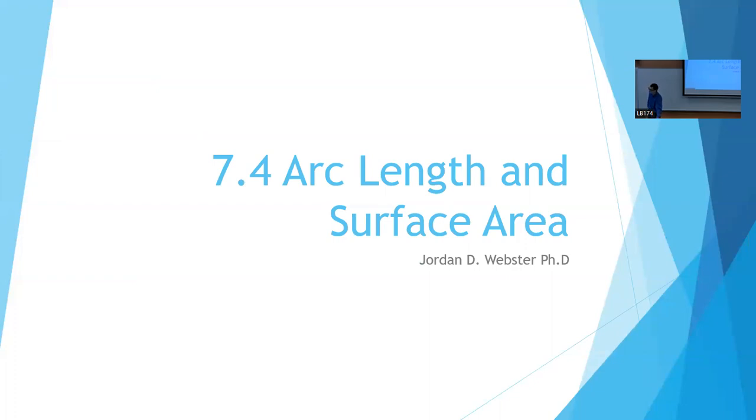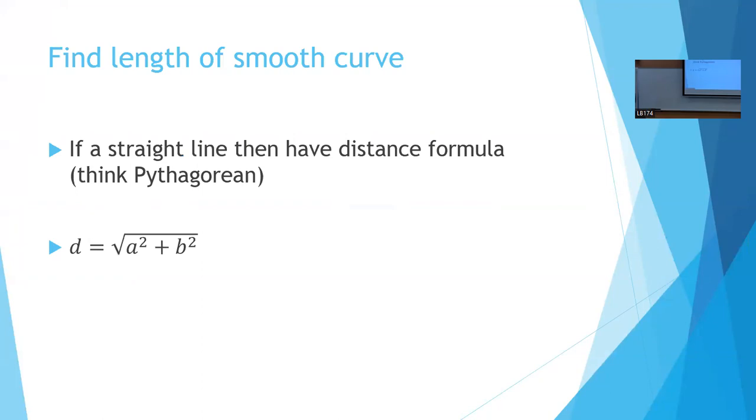So in the last couple of sections, both 7.2 and 7.3, we've been dealing with volume. So we're going to switch that up. In 7.4, we're going to deal with arc length and surface area. Now, basically, the question is, let's start with arc length. How would I find the length of a smooth curve?